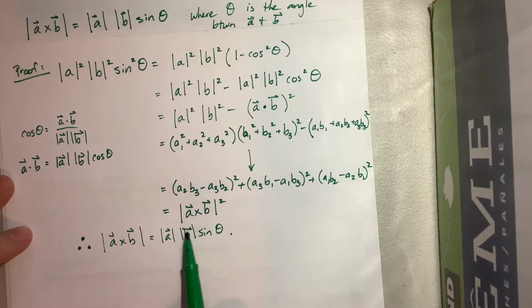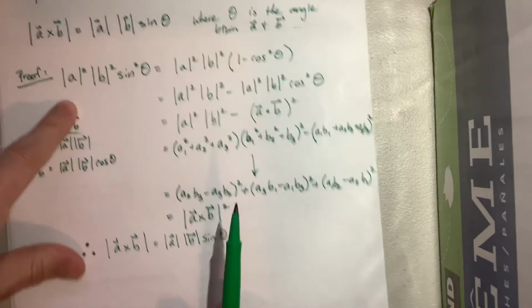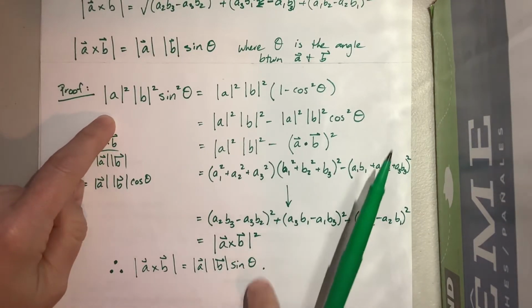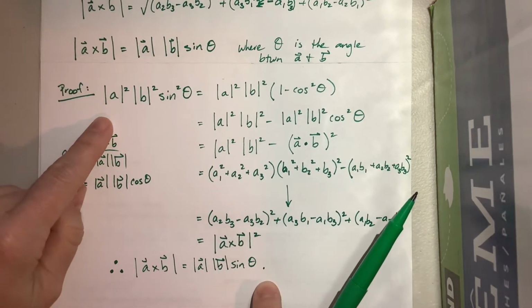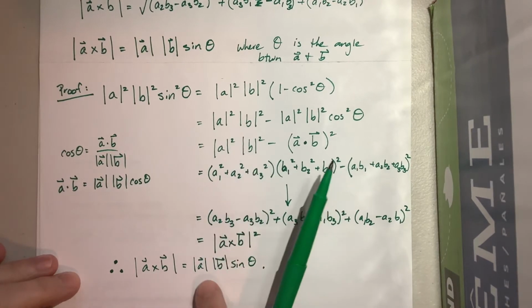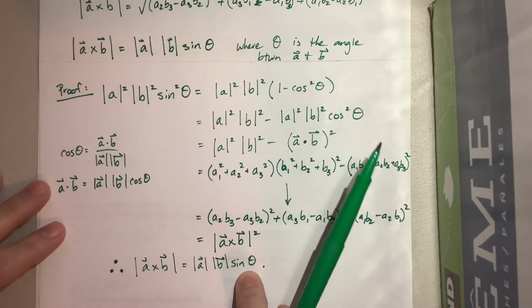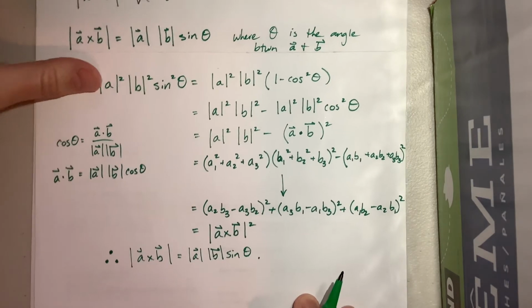Okay, and so this is the magnitude of the cross product squared, and so now if this squared is equal to this squared, then we can conclude that the magnitude of the cross product of A and B is equal to the magnitude of A times the magnitude of B times cosine, I lied, times sine of theta. Okay, so let's think about this for just a second.